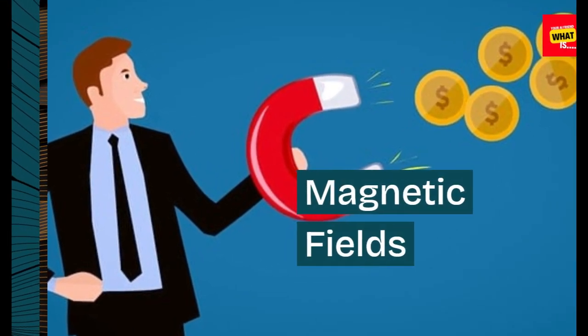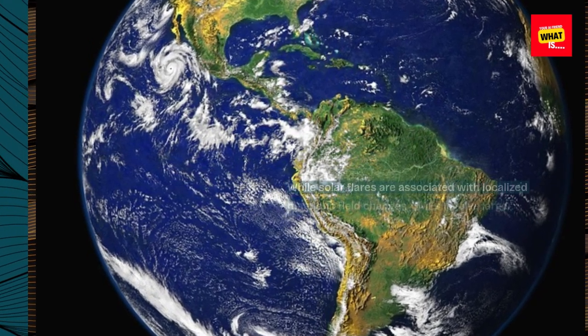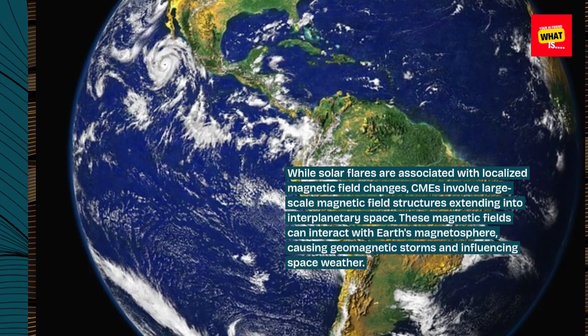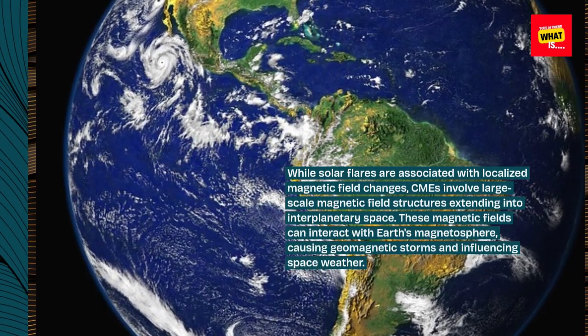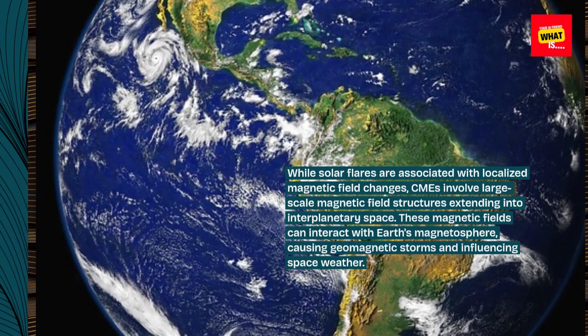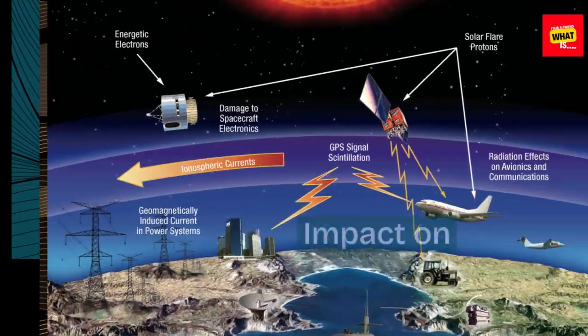Magnetic fields. While solar flares are associated with localized magnetic field changes, CMEs involve large-scale magnetic field structures extending into interplanetary space. These magnetic fields can interact with Earth's magnetosphere, causing geomagnetic storms and influencing space weather.